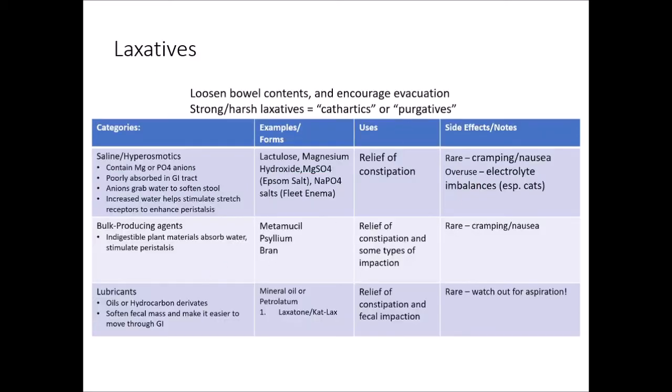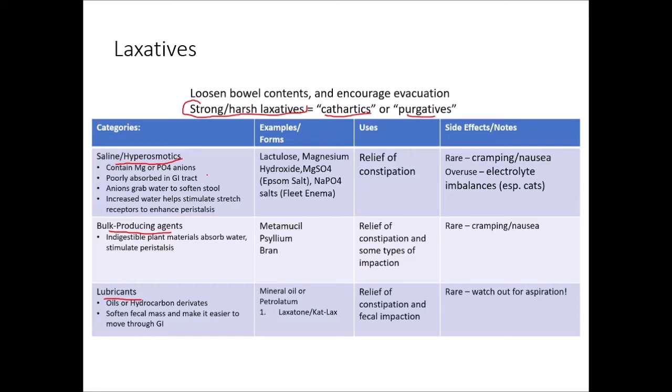Saline and hyperosmotics contain magnesium or phosphate anions. They are poorly absorbed in the GI tract, which means they stay inside the GI tract and are not absorbed through the body. What they do is grab water and soften the stool, and that increased water helps to stimulate stretch receptors to enhance peristalsis. Some examples would be lactulose, magnesium hydroxide, magnesium sulfate, which is Epsom salts, and sodium phosphate salts, which is a Fleet enema. This helps with constipation. We can see cramping, nausea, and if we overuse it, it will cause an electrolyte imbalance, especially in cats.